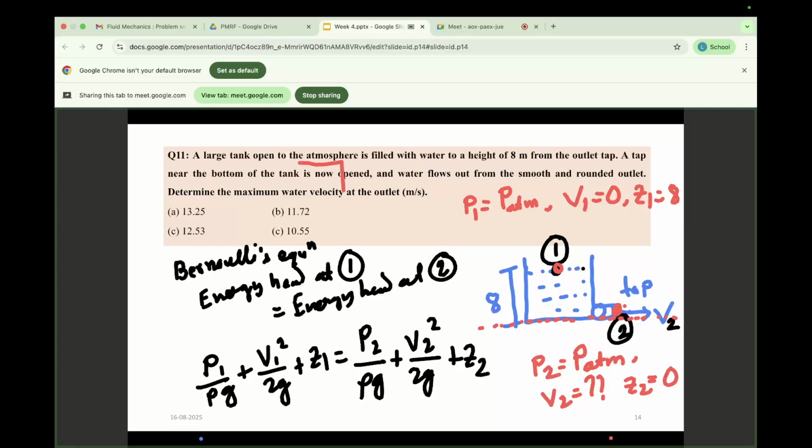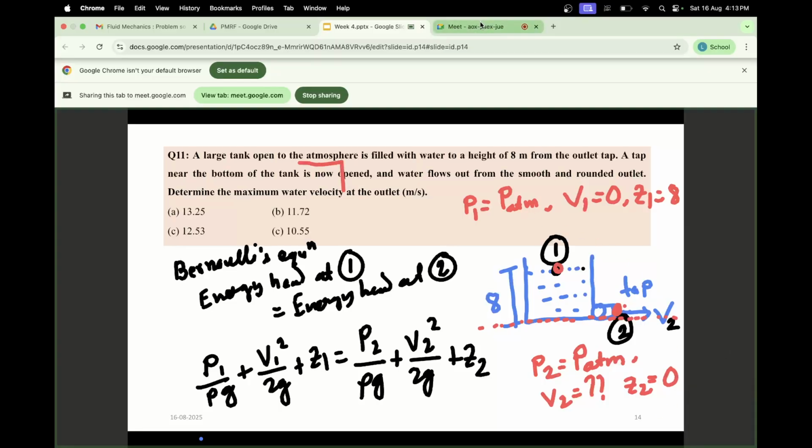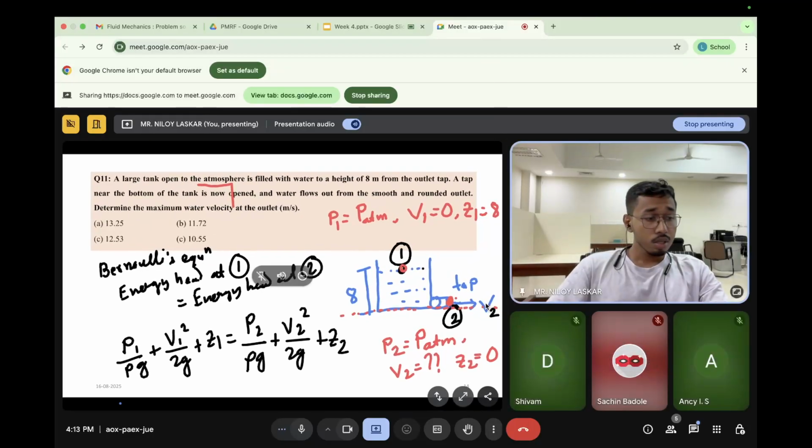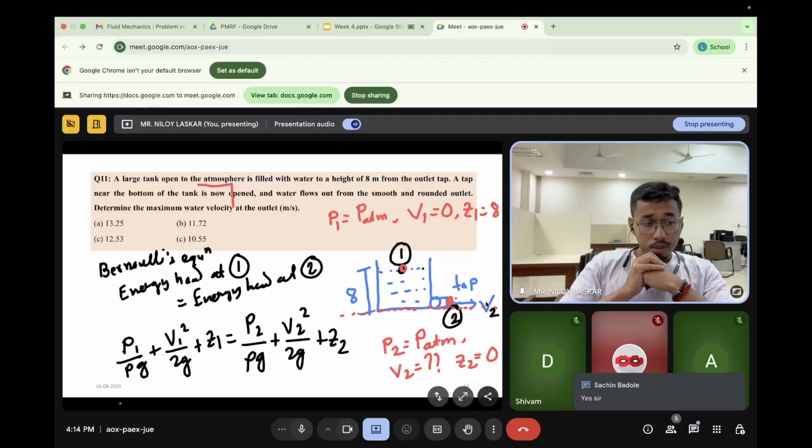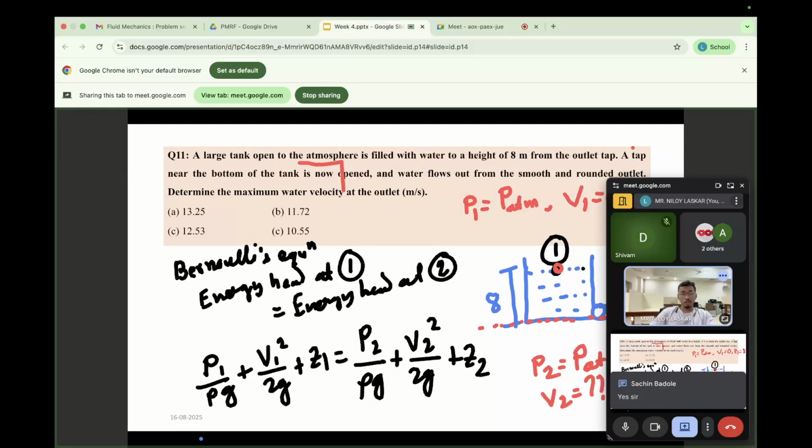So up to this concept is okay, Sachin? Another? Up to this, any confusion? Please tell. Do you understand why P1 and P2 are both P atm? Okay, so I am solving the rest of the part.